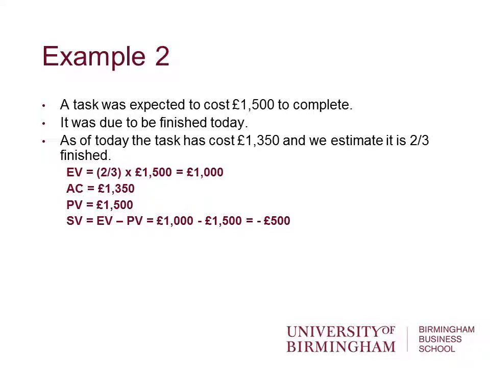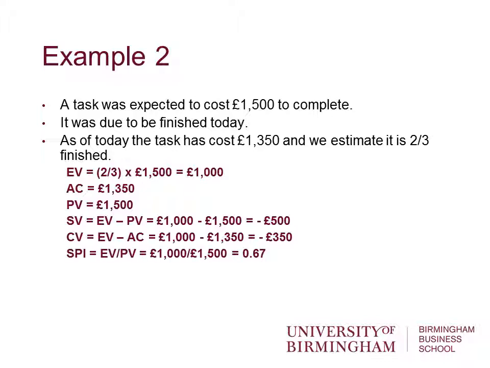So the schedule variance is earned value minus planned value. £1,000 minus £1,500 is minus £500. So we know we're behind schedule. The cost variance is earned value minus actual cost, £1,000 minus £1,350, which is minus £350. So we know we're overspending.